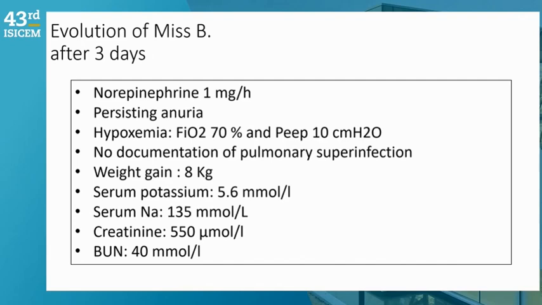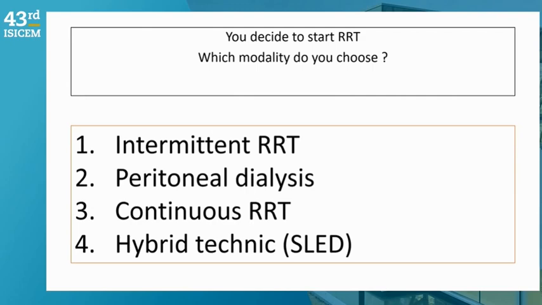You can see also that the serum potassium is 5.6, so it's not a real emergency, but the urea is around 40 millimole per liter. So you decide to start renal replacement therapy. And my question is, which modality do you choose for Miss B? Do you choose intermittent RRT, peritoneal dialysis, continuous renal replacement therapy, or hybrid techniques such as SLED, PIRRT, all things like that? So let's go.